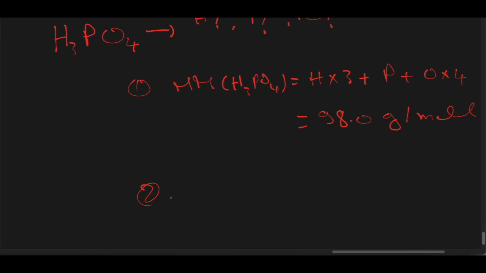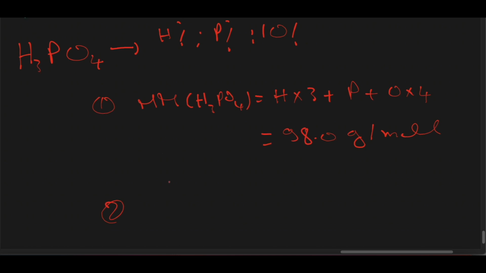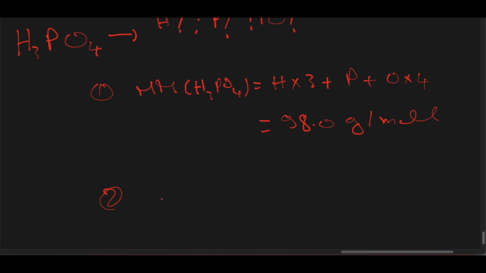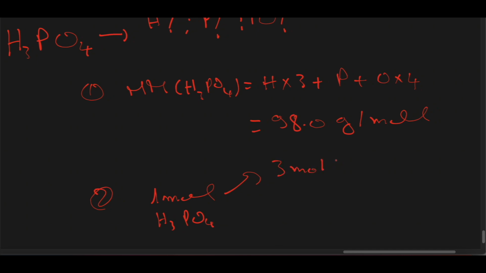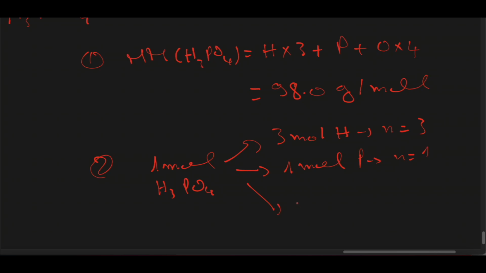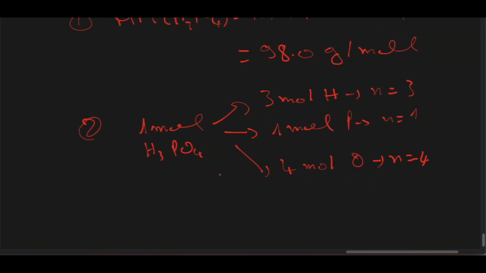Now we can calculate the percent by mass of each element. Before calculating the percent by mass, as a second step, we have to determine the number of moles of each element. So for 1 mole of H3PO4, we have 3 moles of hydrogen, which means that n is equal to 3. We also have 1 mole of phosphorus, so n equals 1, and 4 moles of oxygen, which means that n is equal to 4. So from this we can calculate the percent by mass.